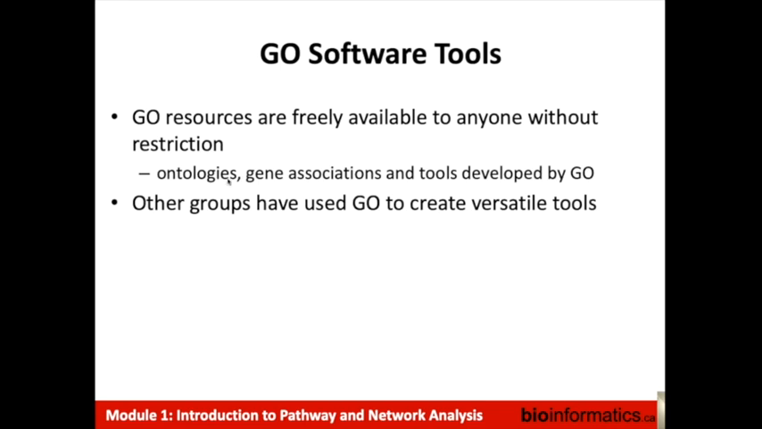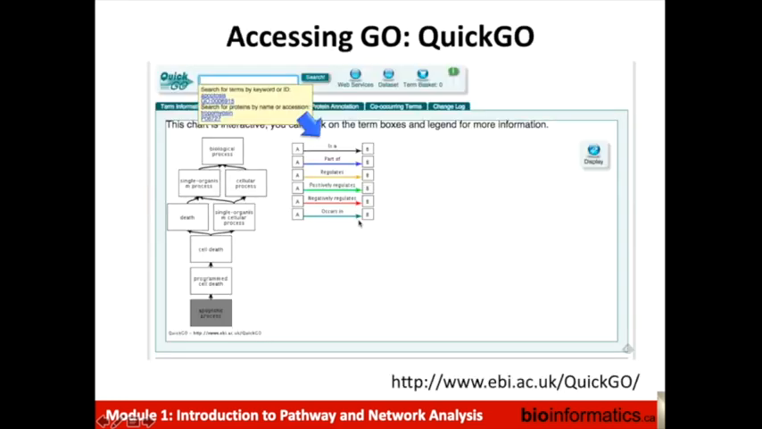There are many software tools available that allow you to browse the gene ontology, browse gene associations, and use gene ontology in different types of analyses. The website that I recommend if you're interested in browsing the gene ontology and its annotations is called QuickGO from the European Bioinformatics Institute. It's a very nice website, and it gives you lots of information about gene ontology.